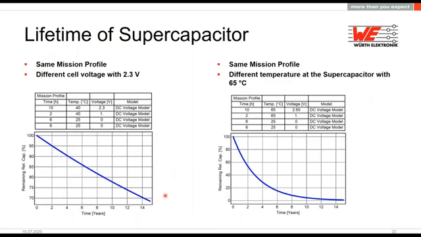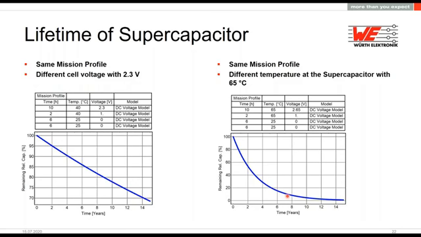But now, what happens if we change the voltage of the supercapacitor bank and also the voltage of the single cell? We calculated two situations. One is with a lower cell voltage and one is with a higher temperature. Reducing the cell voltage leads to an increase of our lifetime. So in the left diagram here, we see that the remaining capacitance after 12 years is now still 70% of the initial capacitance. But temperature, as you saw before, is a really critical point.